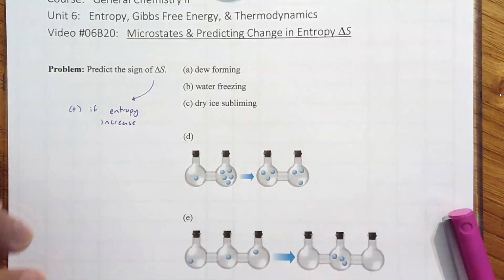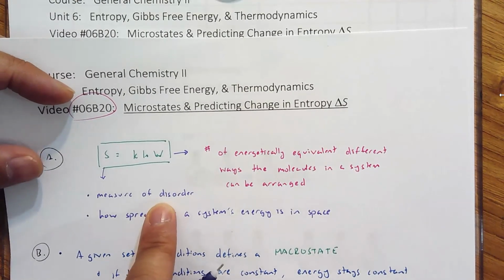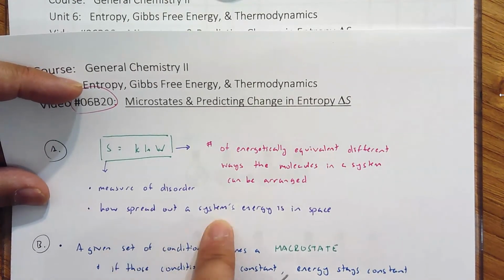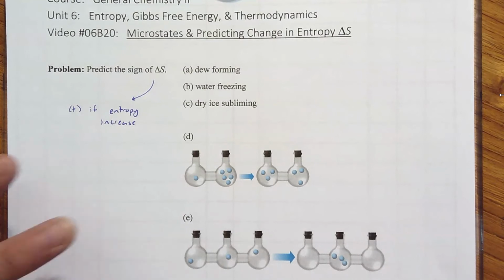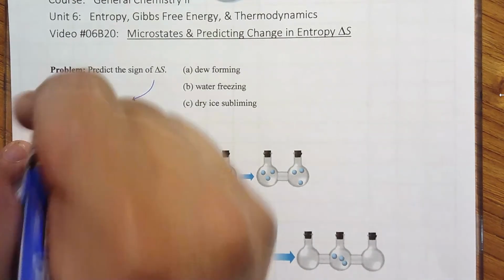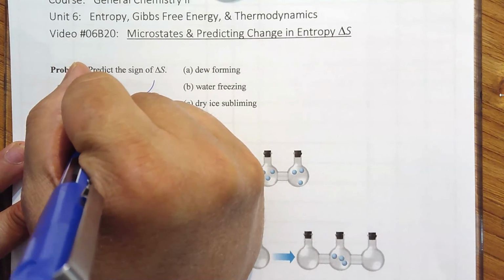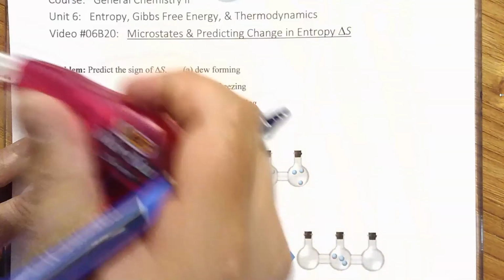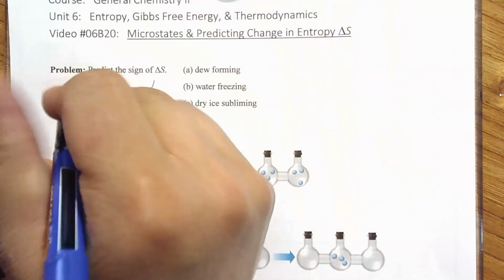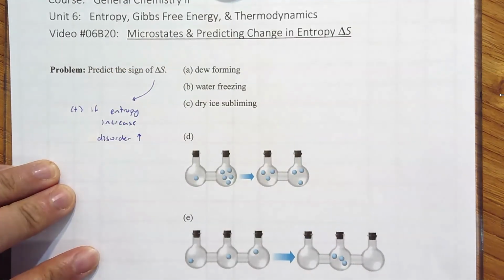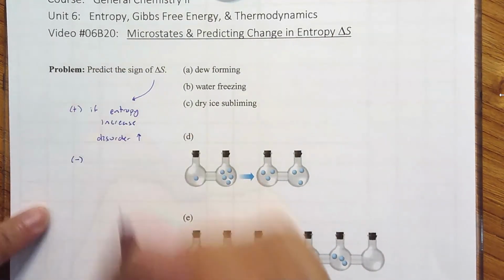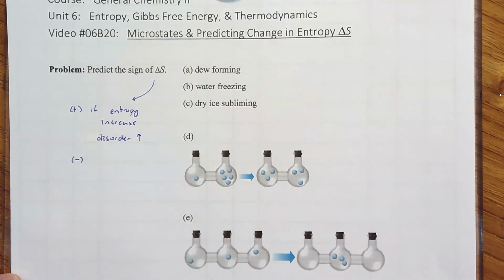if obviously entropy increases. And from our definitions at the start of the video, entropy is a measure of disorder, or you can think of it as how spread out a system's energy is in space. The more spread out, the bigger the entropy. The more disorder, the bigger the entropy. So we could even say, disorder goes up, or distribution goes up, either way. Okay, and obviously negative would be the opposite. Disorder goes down, or the amount of distribution goes down.